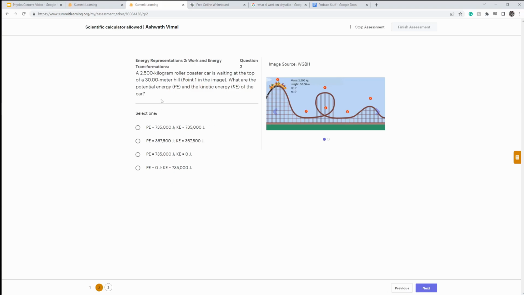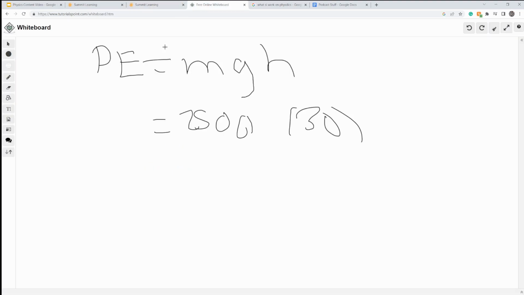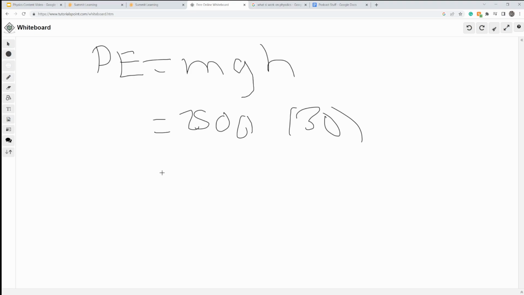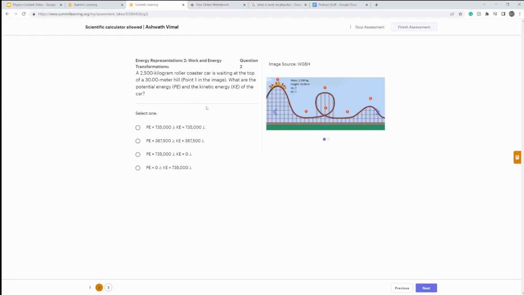Finally, a 2,500 kilogram roller coaster car is waiting at the top of a 30-meter hill. What are the potential energy and the kinetic energy of the car? All right, so I'm not going to go through the kinetic energy since we've already done that so many times. So I'm just going to do potential energy here. So we know potential energy is mass times the acceleration due to gravity times height. In this case, we do not have the acceleration due to gravity, so don't get too confused. You can just multiply the mass times the height, and that would equal 75,000.